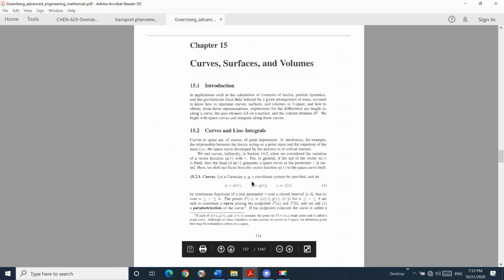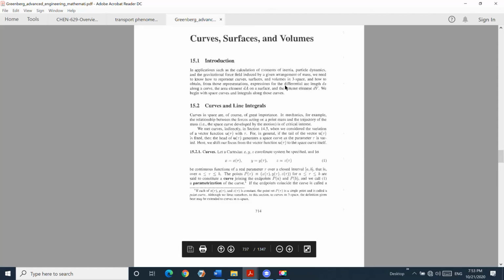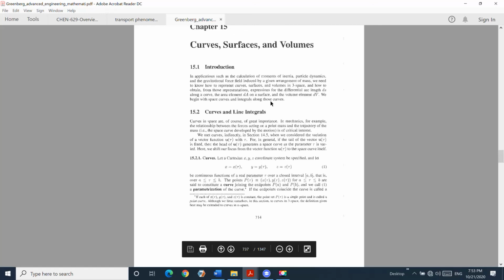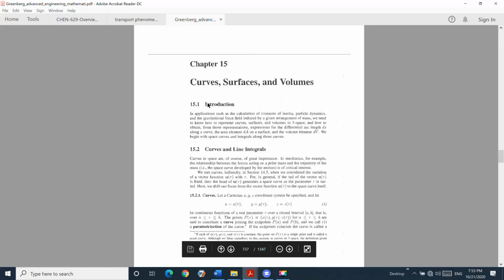Now chapter 15 gives you some definitions of what are curves, surfaces and volumes. And actually I'm gonna continue chapter 15 and the other chapters in this book in the other video, and I'm gonna finalize the review of the advanced engineering mathematics in the next video. See you in the next video.